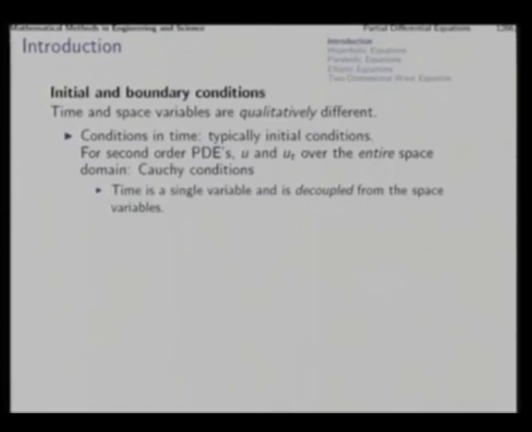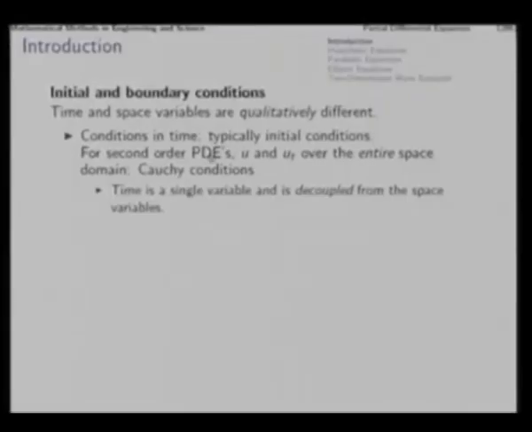If the equation is second order, then the function value and the first order derivative should be supplied. But now here u and del u by del t needs to be supplied over the entire domain in space. Such conditions are called Cauchy conditions, and the corresponding initial value problem will be called a Cauchy problem. Now, as time is a single variable, it is decoupled from the space variables.